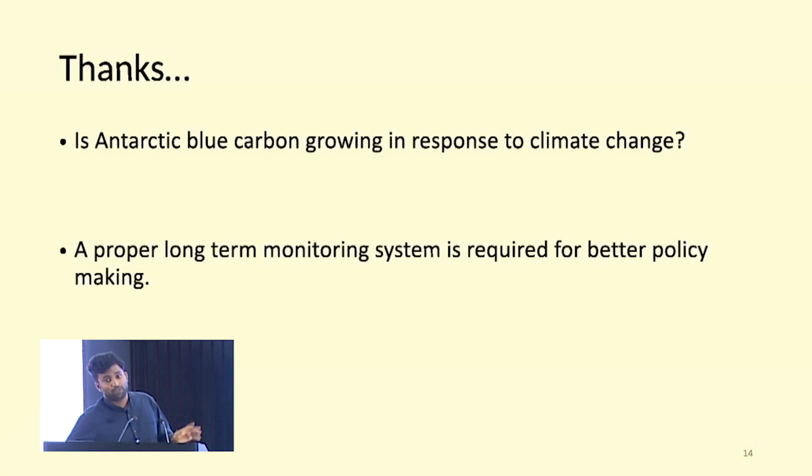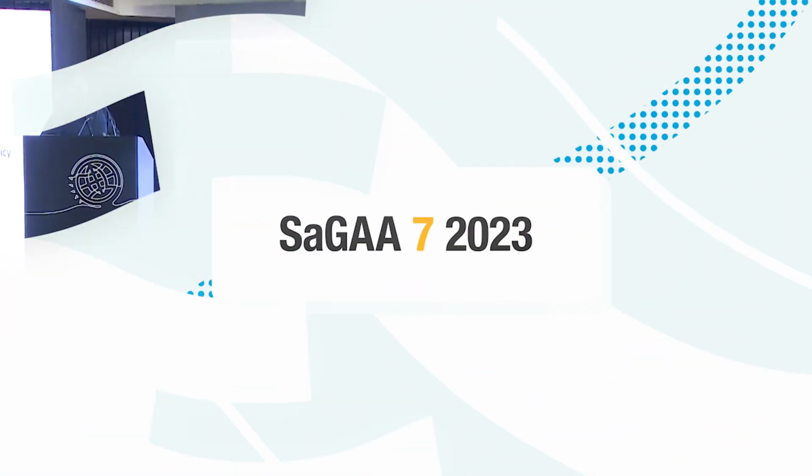So the question is, is Antarctic blue carbon growing in response to climate change? From one data set, it looks yes, but we don't know. And is the seal really important in a climatic sense? We don't know. The answer to both questions, and I agree with Paul Dodd also, is that essentially we need a long-term monitoring system, and to understand the climate importance or relevance, we require modeling as well. So thank you very much.